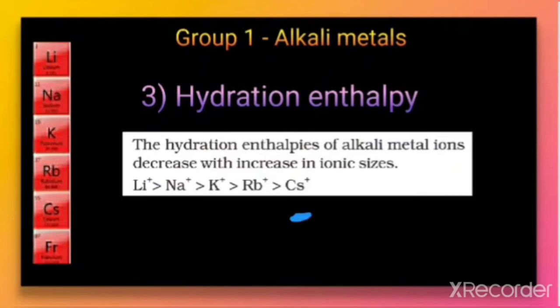But the hydration enthalpy of alkali metals decreases with the increase in ionic size. That means the cesium ion has the greatest ionic size, but it has the lowest hydration enthalpy. So we can say that hydration enthalpy decreases with increasing ionic size.